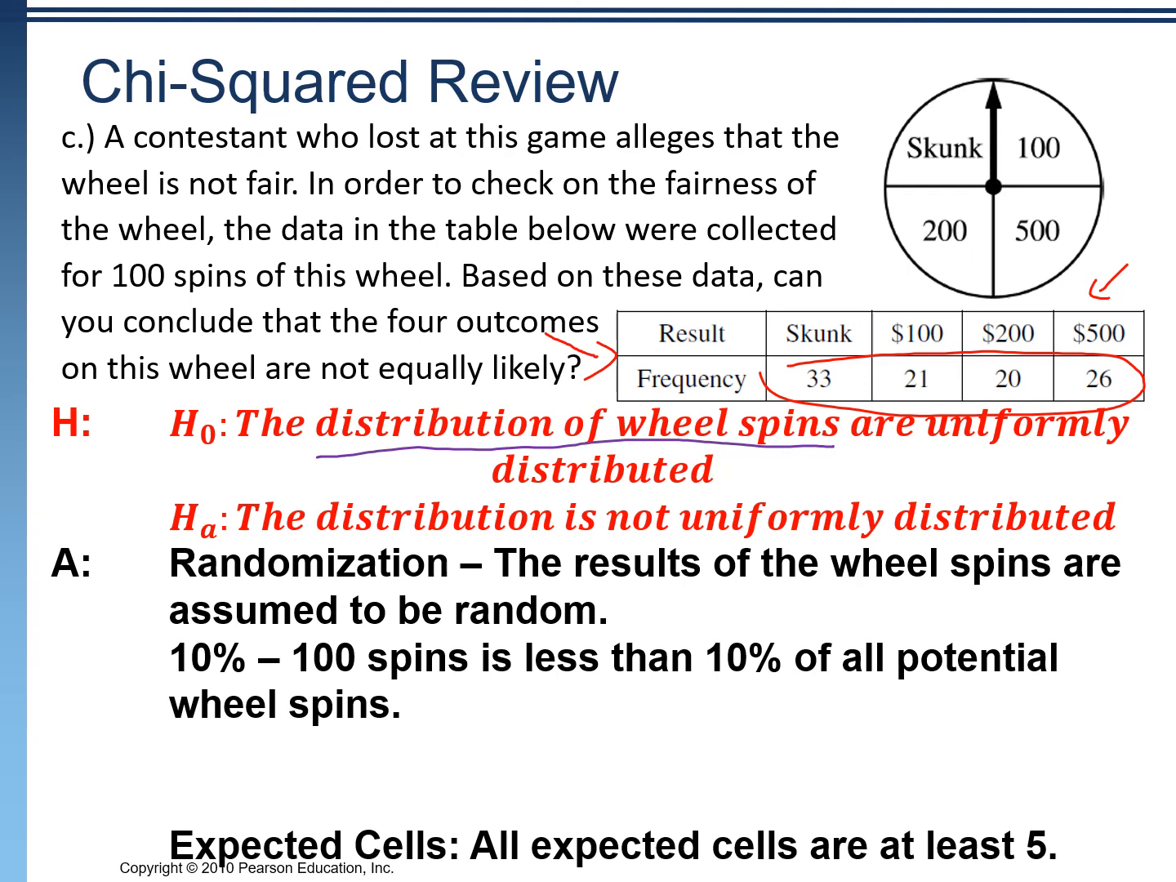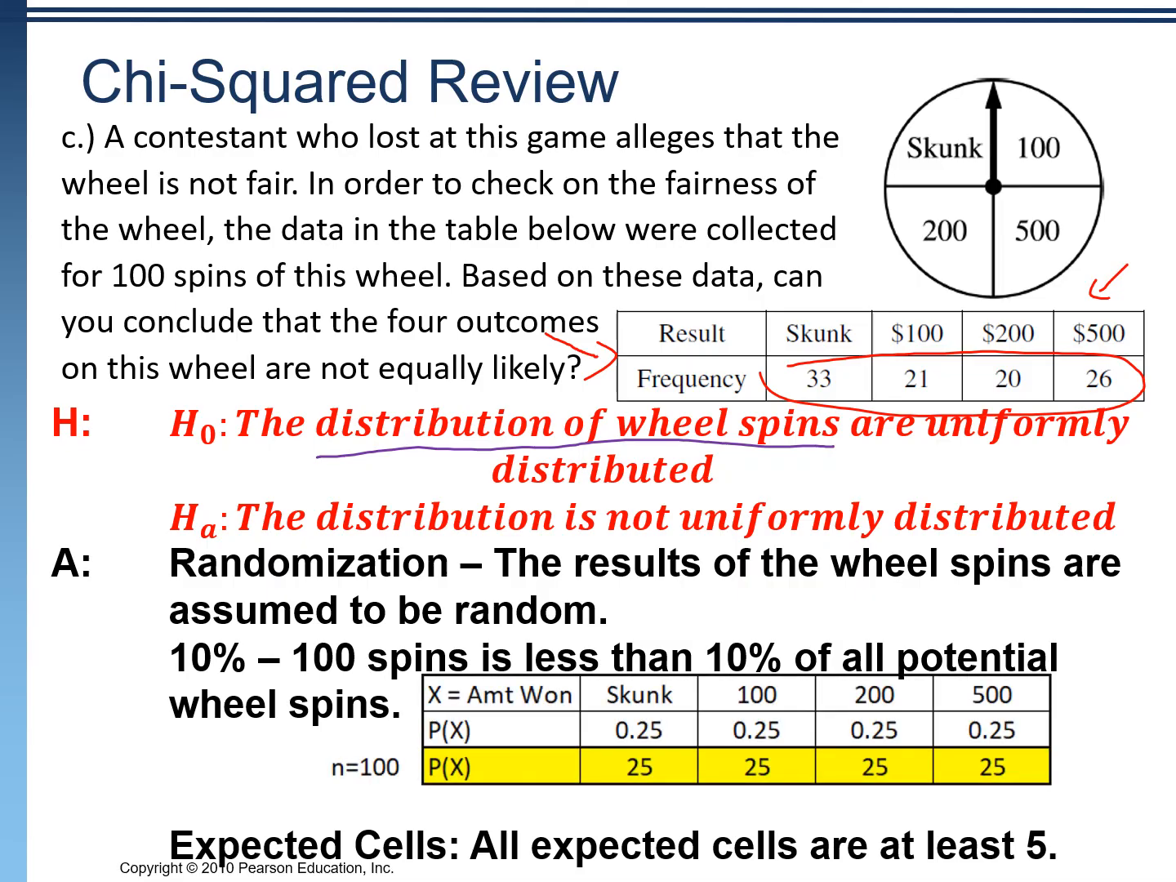Our conditions, randomization: the results of the wheel spins are assumed to be random. 100 spins is less than 10% of all potential wheel spins. And the expected cells, since we have 100 spins in our table here, and each of those spins is supposed to occur 25% of the time, we end up with expected values of 25 in each of those cells. So all of our expected cells are at least 5.